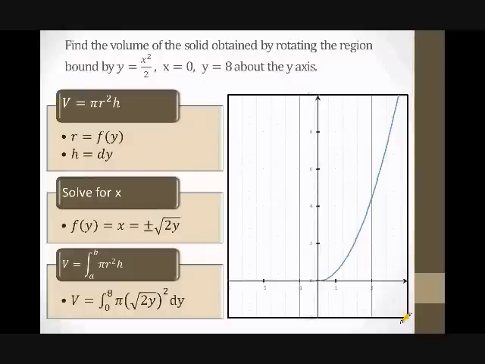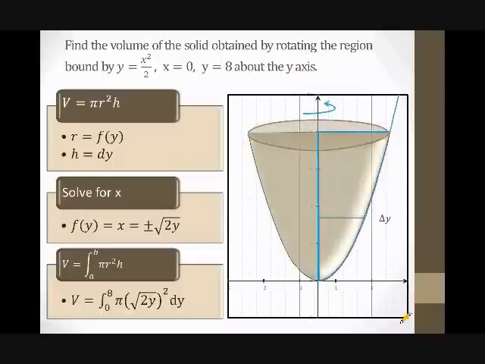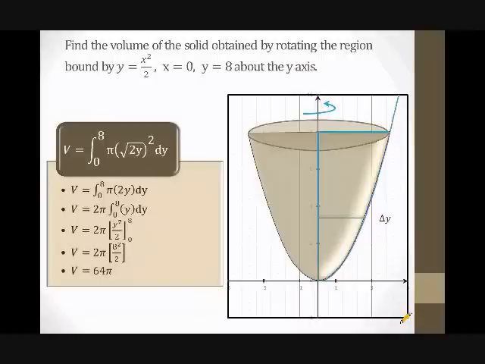When finding the volume of a shape rotated around the y-axis, we simply use f of y as the radius and dy as the height. So the first thing we do is find x in terms of y. We then solve it like any other problem.